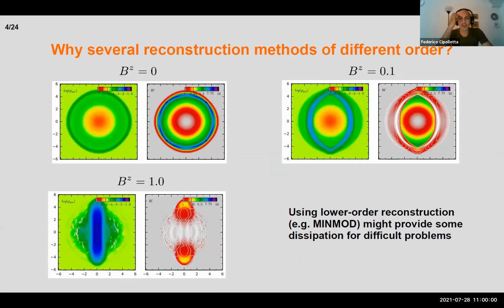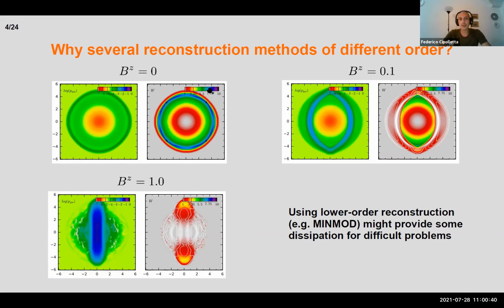In the Spritz code, we also implemented different orders of reconstruction methods, because when you perform a numerical simulation, usually you may want to have some control on the reconstruction method that you adopt. So in general, adopting lower order gives you more dissipation. But this is a problem because lower order means that your solution is less accurate. You have less information about the results.